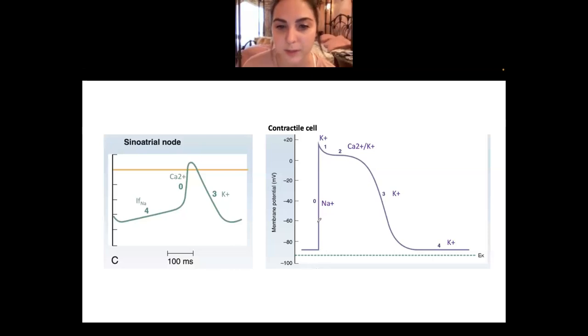Contractile cell, the upstroke is because of sodium channels opening. Then potassium channels start to open, but then you have calcium channels as well. That's what's responsible for your plateau, and then full-on repolarization with just potassium.